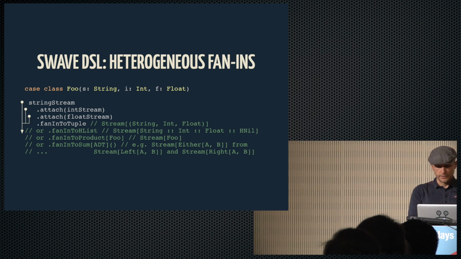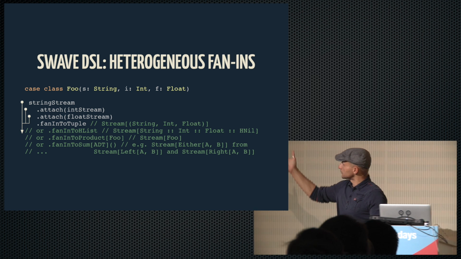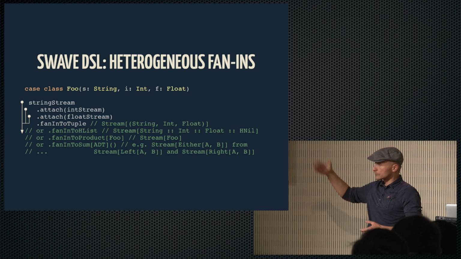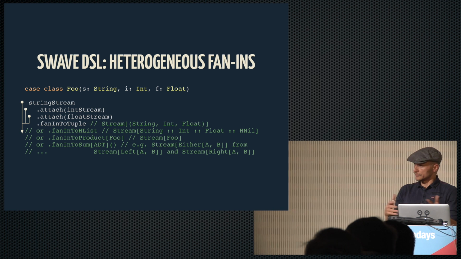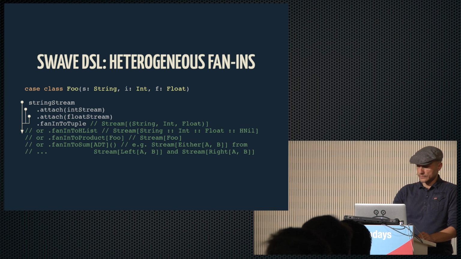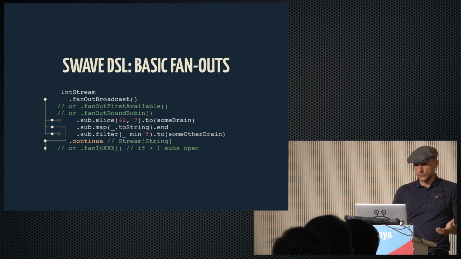That's helpful. You can also fan into a sum type. For example, when you have a stream of lefts and a stream of rights, you can actually merge them into a stream of either. So that's nice. So we have fan-ins, heterogeneous or homogeneous as you want. This is the same kind of idea here. Now let's look at the other side. How does a fan-out work?